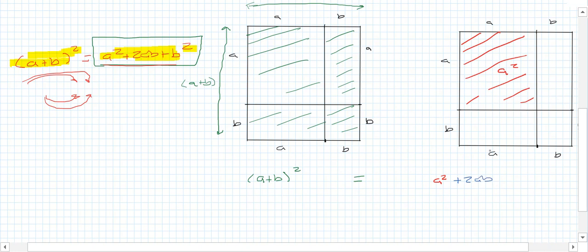If we have a look here, for example, this rectangle is a by b. So this here is ab, and this up here is also ab. We have two of them. Hence, that's where this 2ab comes from. We've got two of these. And then we're left with the last bit, which is plus b squared. So where is b squared? This is b squared here.